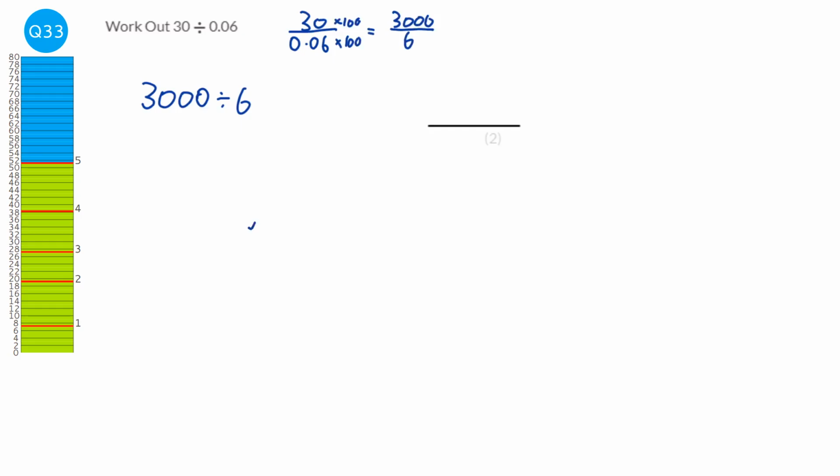So we're going to use the bus stop method to find out what that is. So we're going to divide that out. 6 doesn't go into 3, so carry that. 6 is into 30, go 5, 6 into 0, 6 into 0. So that's going to be 500.